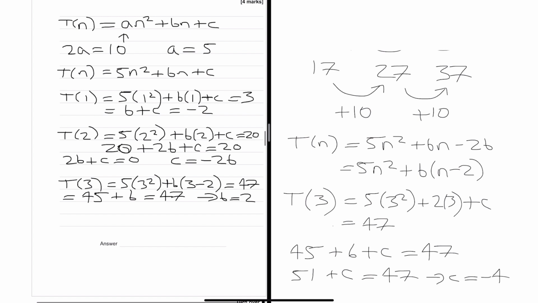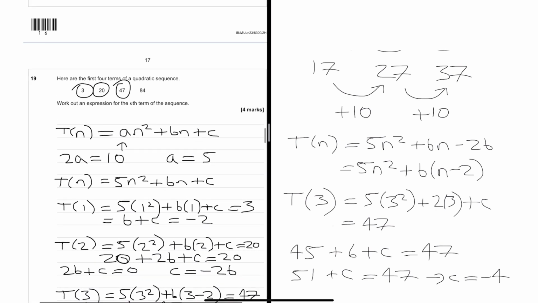So our final expression, which translates the nth term to the value, is given by 5n squared plus 2n, and then plus c, which is just minus 4. And you can obviously go back and check this. So, plug in the value of 1, and let's just do this actually. If we plug 1 into this equation, 5 times 1 squared is 5, plus 2 times 1 is 7, minus 4 gives us 3.